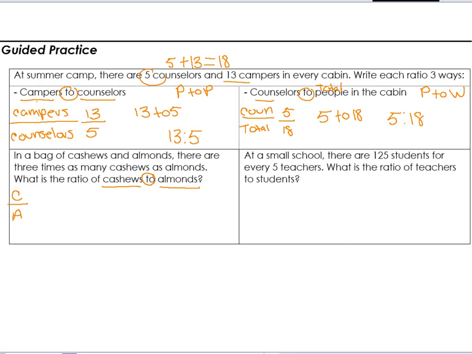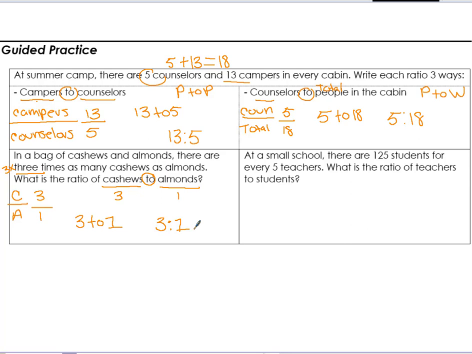Okay, so here, this one's different because in the first 2 examples, we were given actual numbers. So in this third example, we have to read it carefully. It says, right here, there are 3 times as many cashews as there are almonds. So if there's 1 almond, then there's 3 times that number, which is 3. So my ratio is 3 cashews per almond. So fraction form with words, 3 to 1 or 3 colon 1. This just means that for every 1 almond, there's 3 cashews.